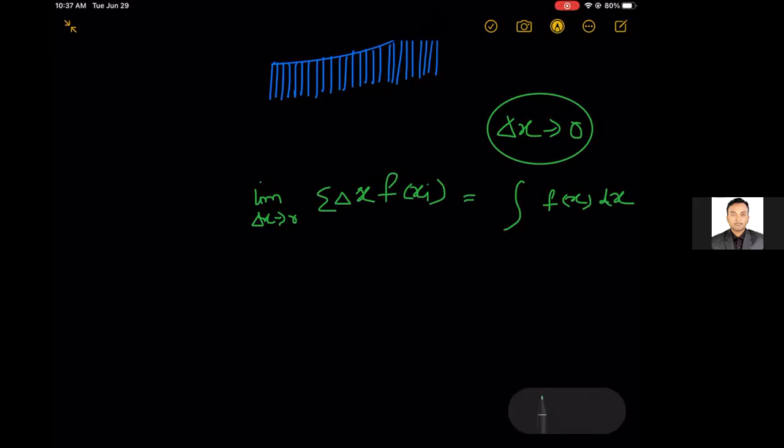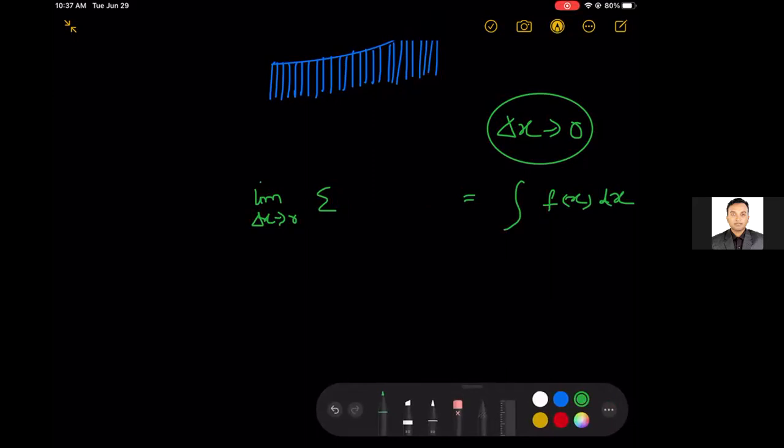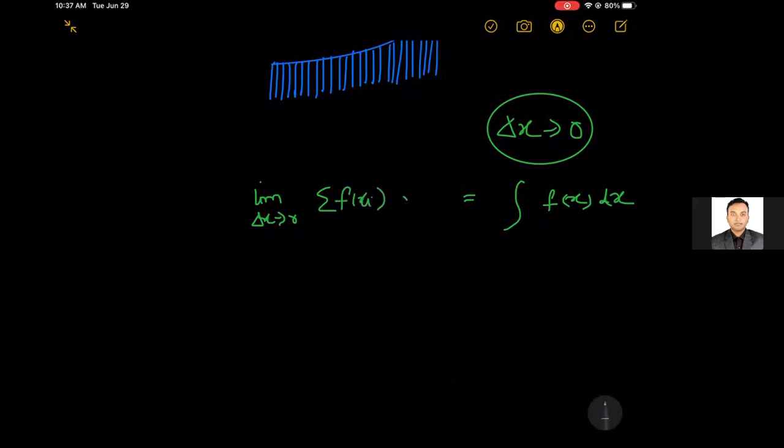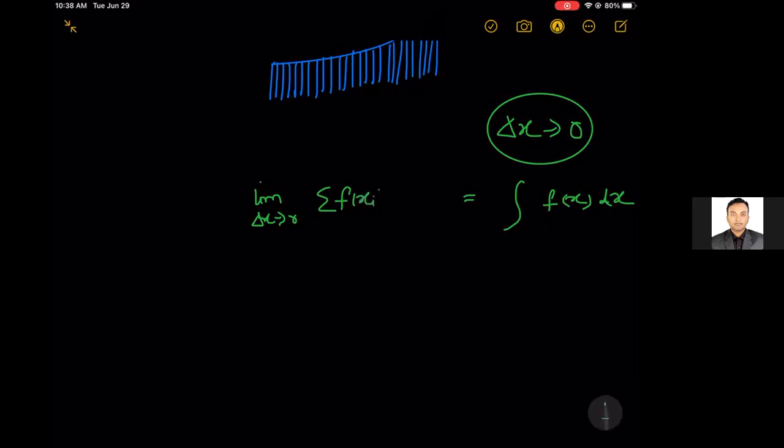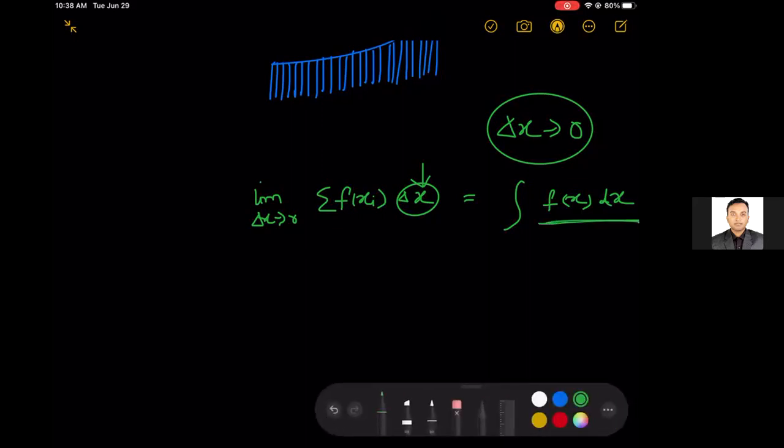I should write it this way though. Let me change the order. It doesn't really matter though, because it's a product, but I should keep the consistency. Yeah, if it's really, really small, that means it tends to 0. Then we say this is the integration of that function. Or I write this way.